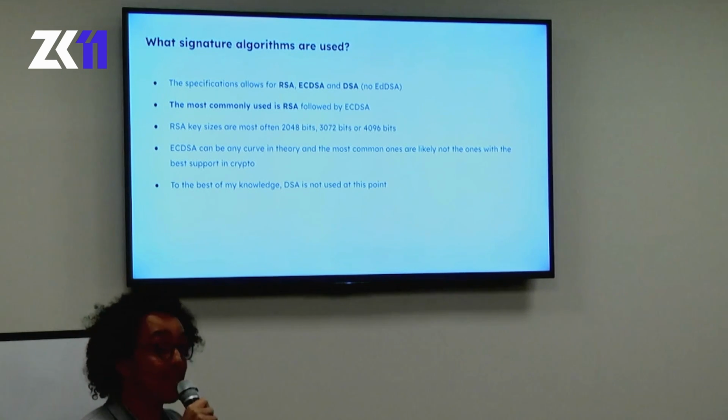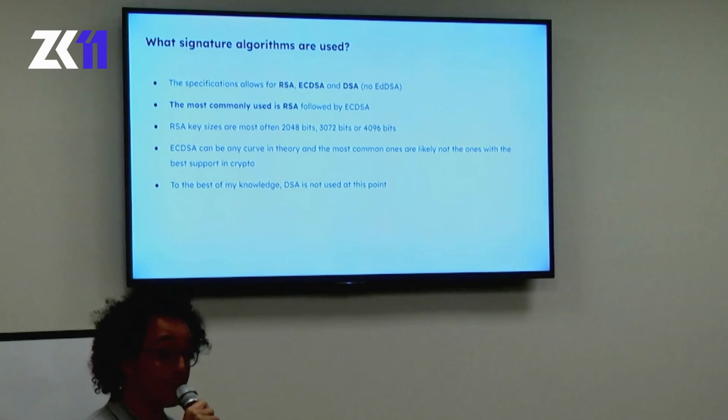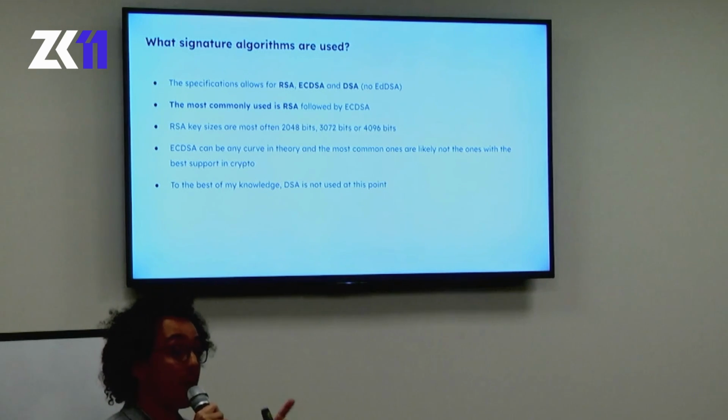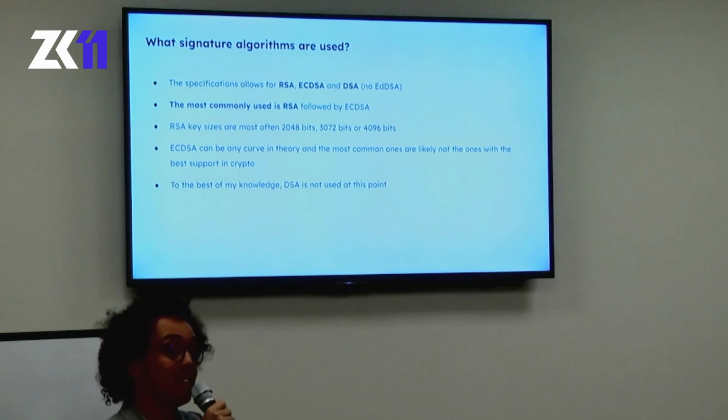For ECDSA, it could be any curve whatsoever. There's no mention of a given set of curves in the specification. So you're going to have a lot of different kinds of curves that are most often not widely supported in crypto or non-pairing friendly, which can be a bit of a problem. For example, Germany used Brainpool for their passport, as the curve for ECDSA. And DSA, to the best of my knowledge, is not used. I haven't seen it anywhere.